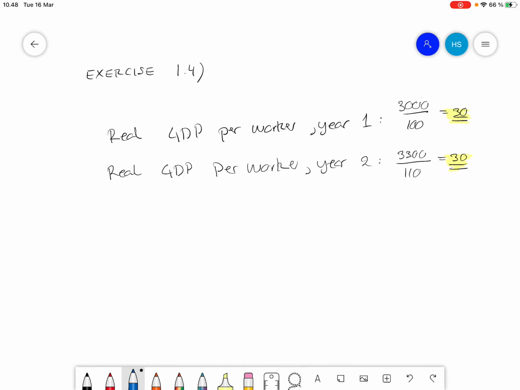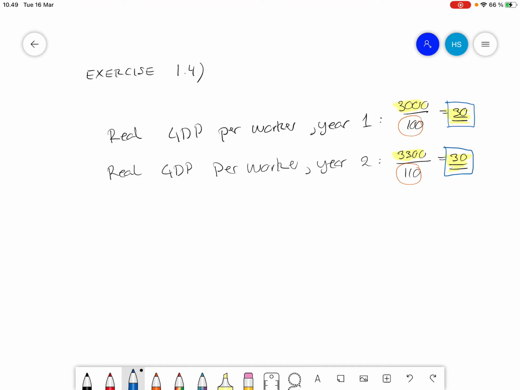So using year one prices, we have already calculated real GDP. Real GDP in year one using year one prices is equal to 3,000. Real GDP in year two is equal to 3,300. In order to calculate real GDP in per worker terms, we simply divide by the number of workers in year one and in year two. If we do so, we get that the output, the real GDP in per worker terms, are the same for both years.